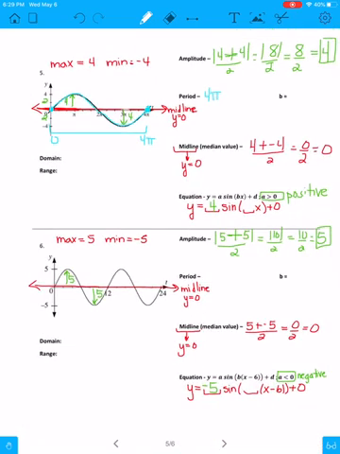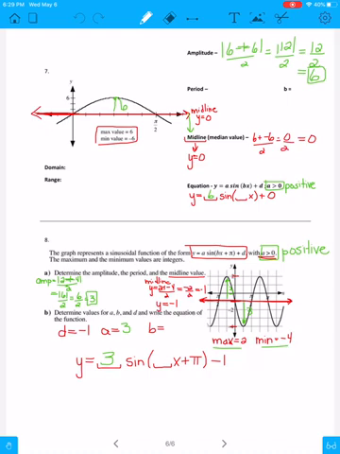This one, once again, look at it. You can try it out on your own, pause it, and then play it once you're done and see if you got it right. So start on the x-axis and midline, past a max, past a min, back up to my midline. So that's from 0 all the way to 12. 0 to 12 is 12, so a period of 12.